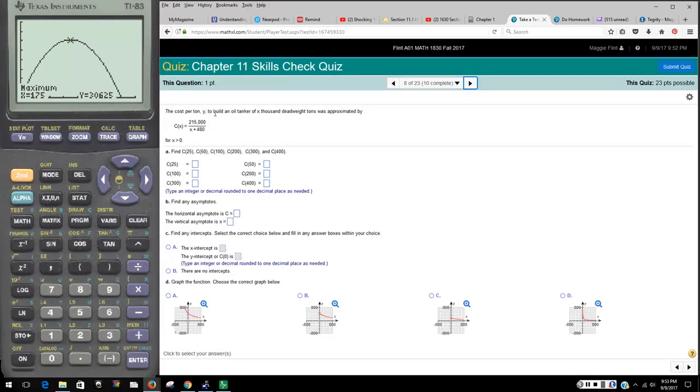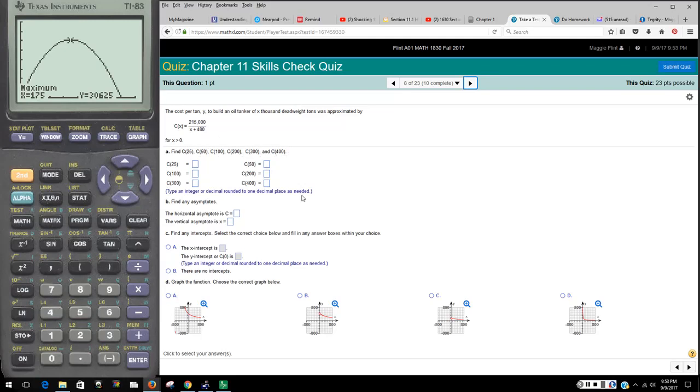Cost per ton Y to build an oil tanker of X thousand dead weight tons is approximated by this cost function. And notice that it says X has to be greater than 0, because you don't want to have negative numbers of 1,000 dead weight tons. And of course the cost, if you let it be 0, is going to be 0. So you don't need a cost of 0 either. And it says find the cost of 25, 50, 100, 200, 300, and 400.